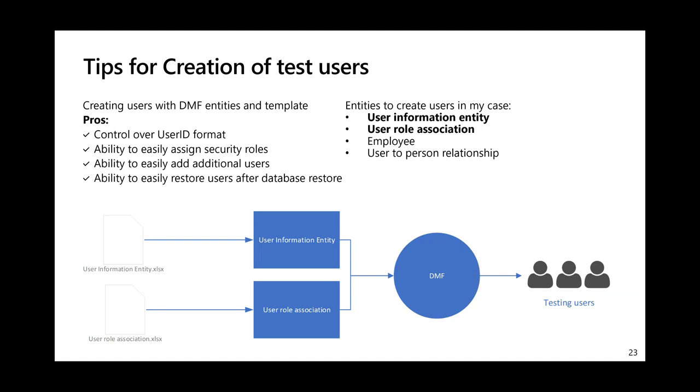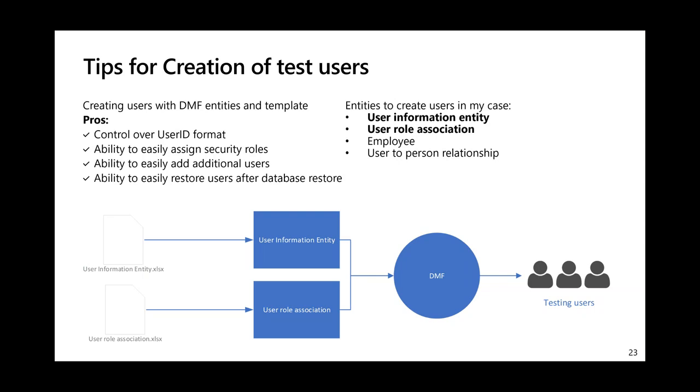By default, the Perf SDK will create testing users with the administrator role, but that is not good for testing. We should test the scenario with a specific role. So this entity can help to define the security role. You can specify the user role, maybe different users for different roles. It's easier to control in a spreadsheet than in the UI. The employee entity and the user to person relationship entity are used for the employee mapping for the testing.